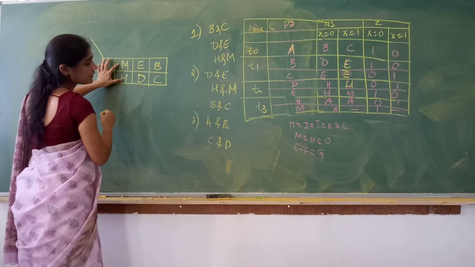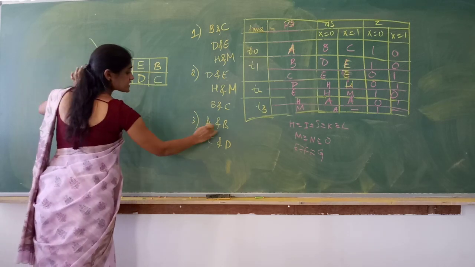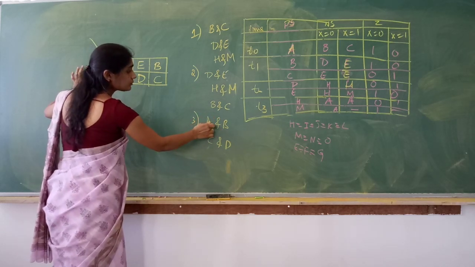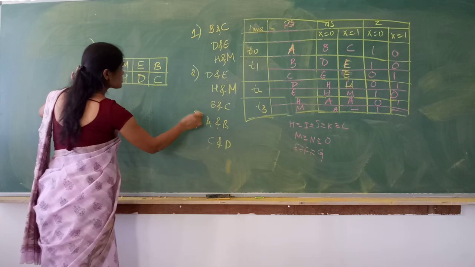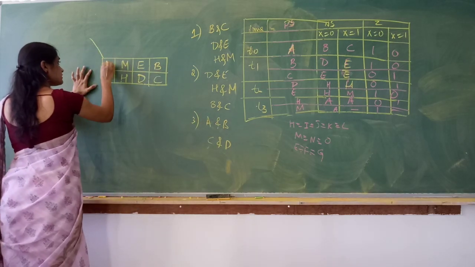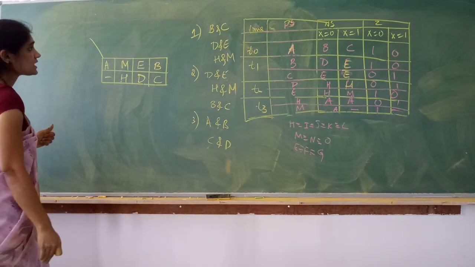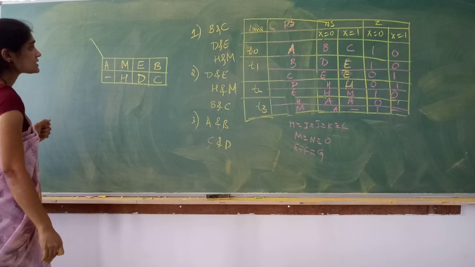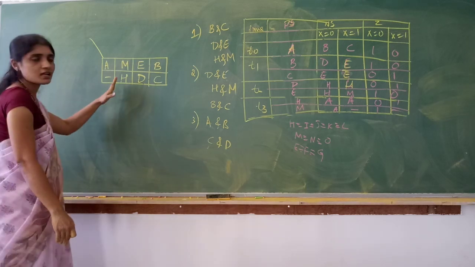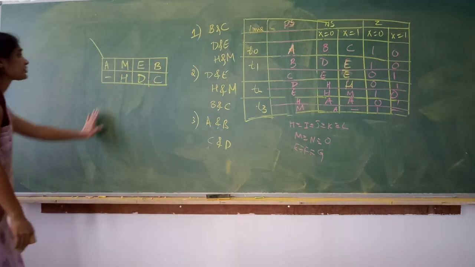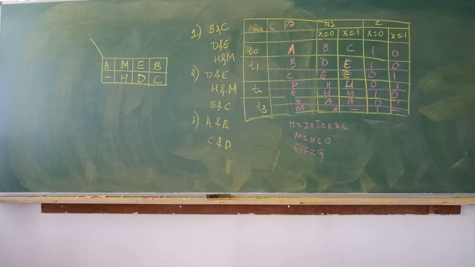And A and B should be adjacent. B I have already written here, so I write A here. I write a dash here. So you just have to make sure all these criteria are met when we fill the cells. H and M are adjacent, B and C are adjacent. You can even change the assignment, but you have to make sure that these are satisfied when we write the K-map. So B, C, E, D, correct?